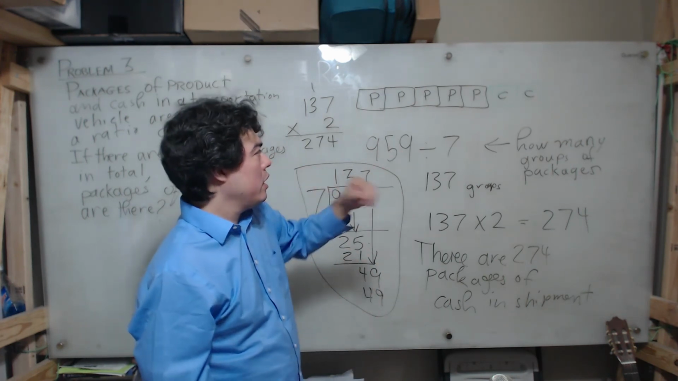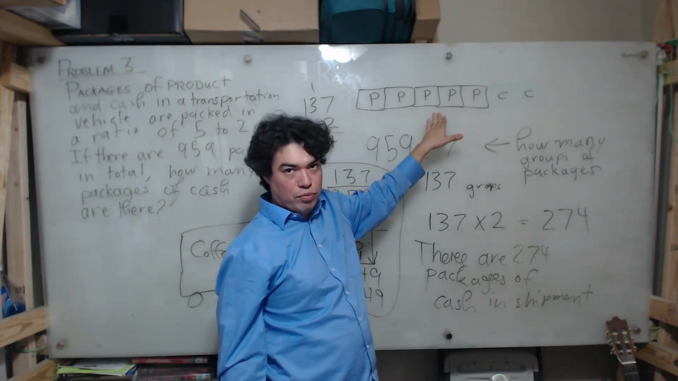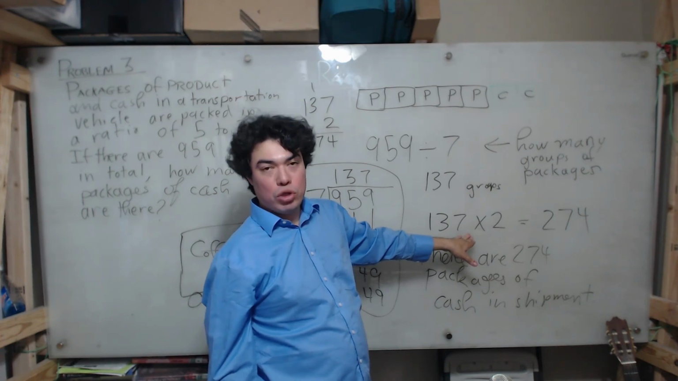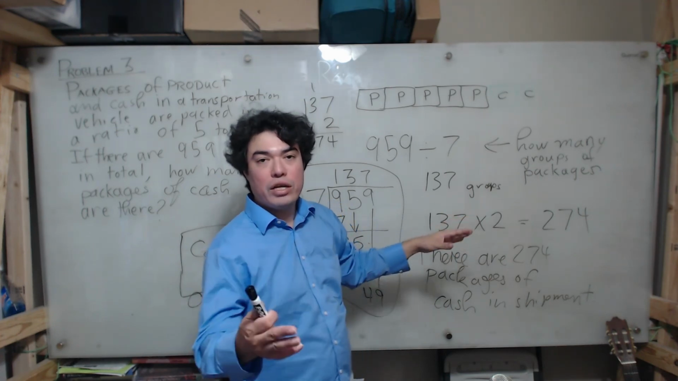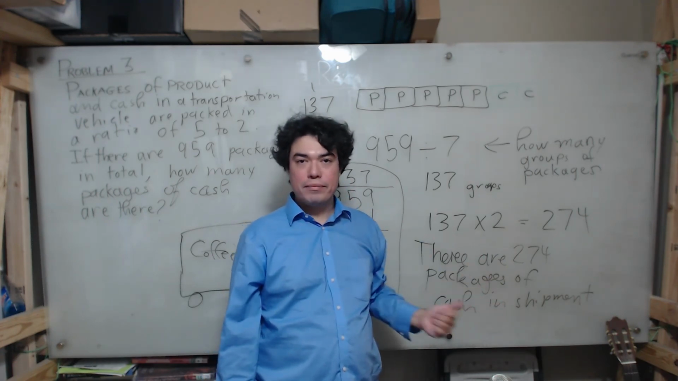to find out how many groups like this were in the entire shipment. And then, depending on how much cash per group or how much product per group there are, that will tell us how much to multiply the number of groups to get the cash in this case, or if we wanted the product, we would have multiplied it by 5.